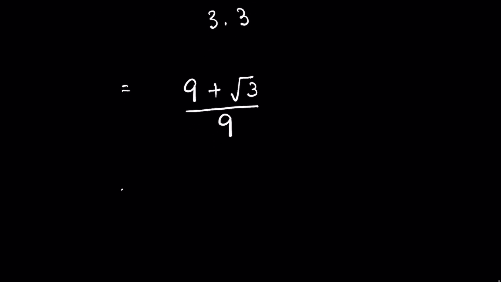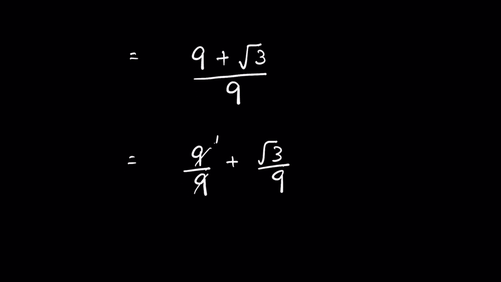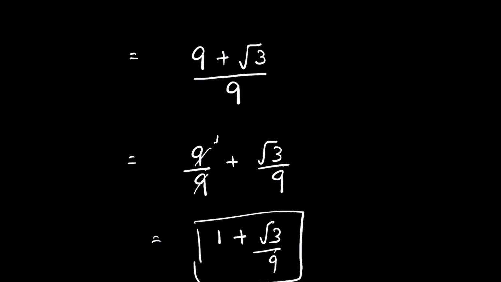We can also write it as 9 upon 9, because 9 is the common denominator, plus square root of 3 upon 9. 9 upon 9 is 1, so we can write it as 1 plus square root of 3 upon 9. So this is the answer.